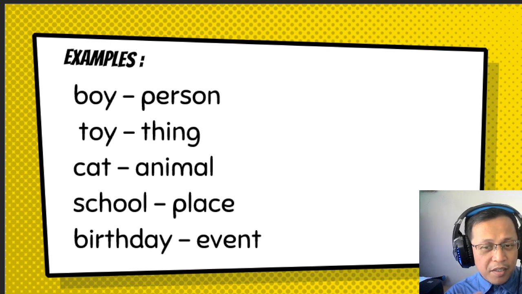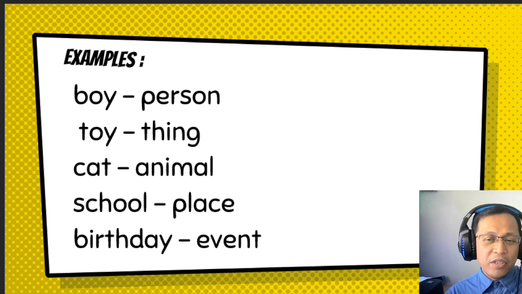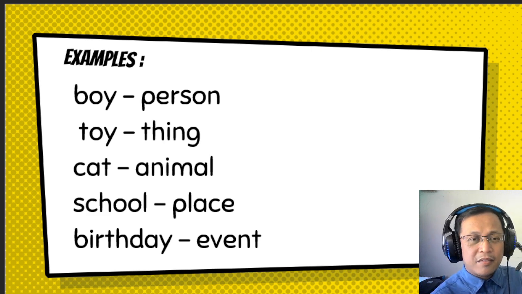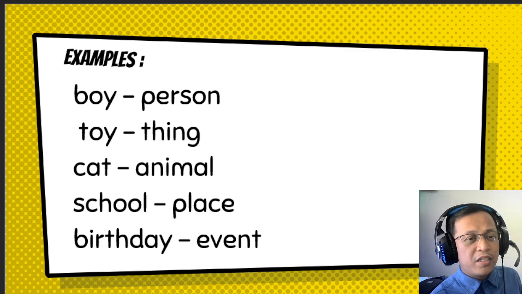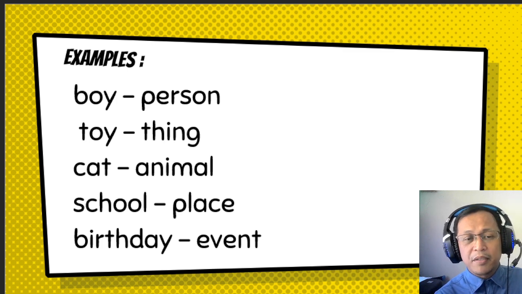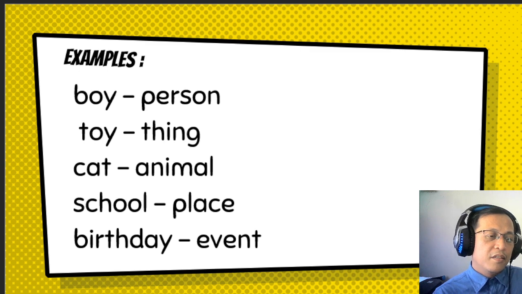Again, all of these are common nouns because they talk of a general name for a specific class, okay? For example, boy for person, toy for thing, cat for animal, school for place, and birthday for event. Alright, I do hope that you still get my explanation, and if not, you could always ask me in my messenger.